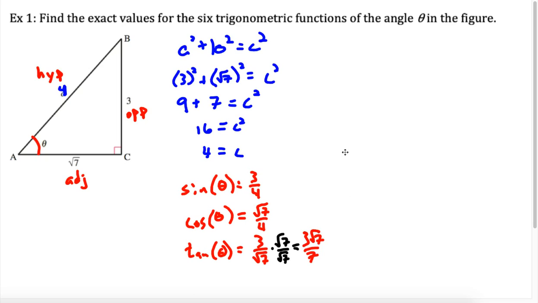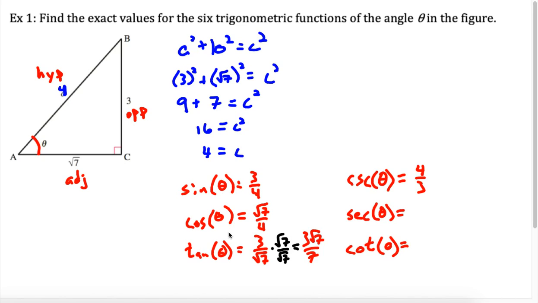Now we want to list the other 3. Right? We want to list the cosecant of theta, the secant of theta, and the cotangent of theta. Now I intentionally listed them in this order because I know that cosecant is just the reciprocal of sine. So if sine of theta is 3 over 4, cosecant of theta is 4 over 3.